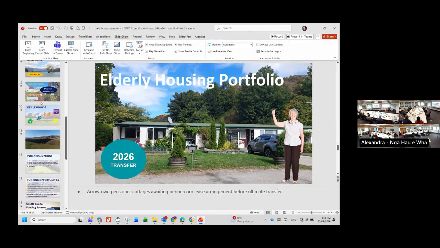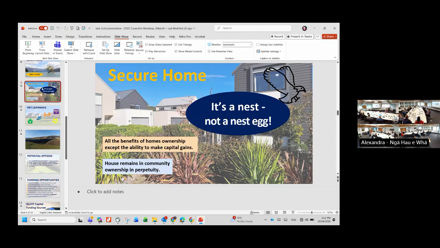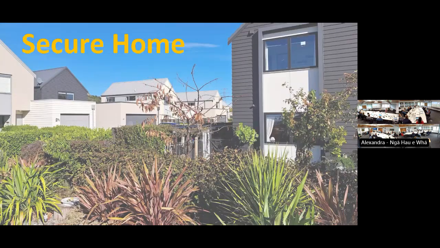The key points to the secure home program is that the household buys basically the improvements itself, and we own the land. And typically a household is paying us around $100 a week in ground rent on the land. But by separating the land from the improvements is where you really get that discount for the households to make it affordable.